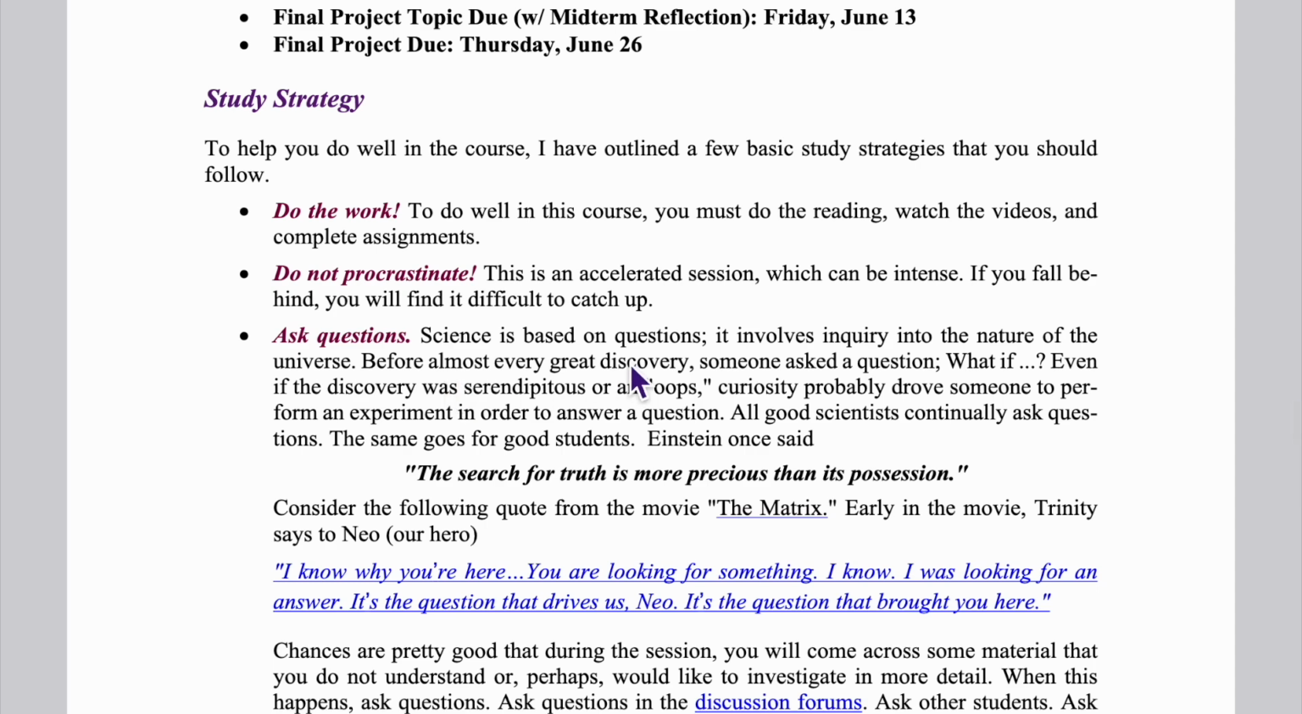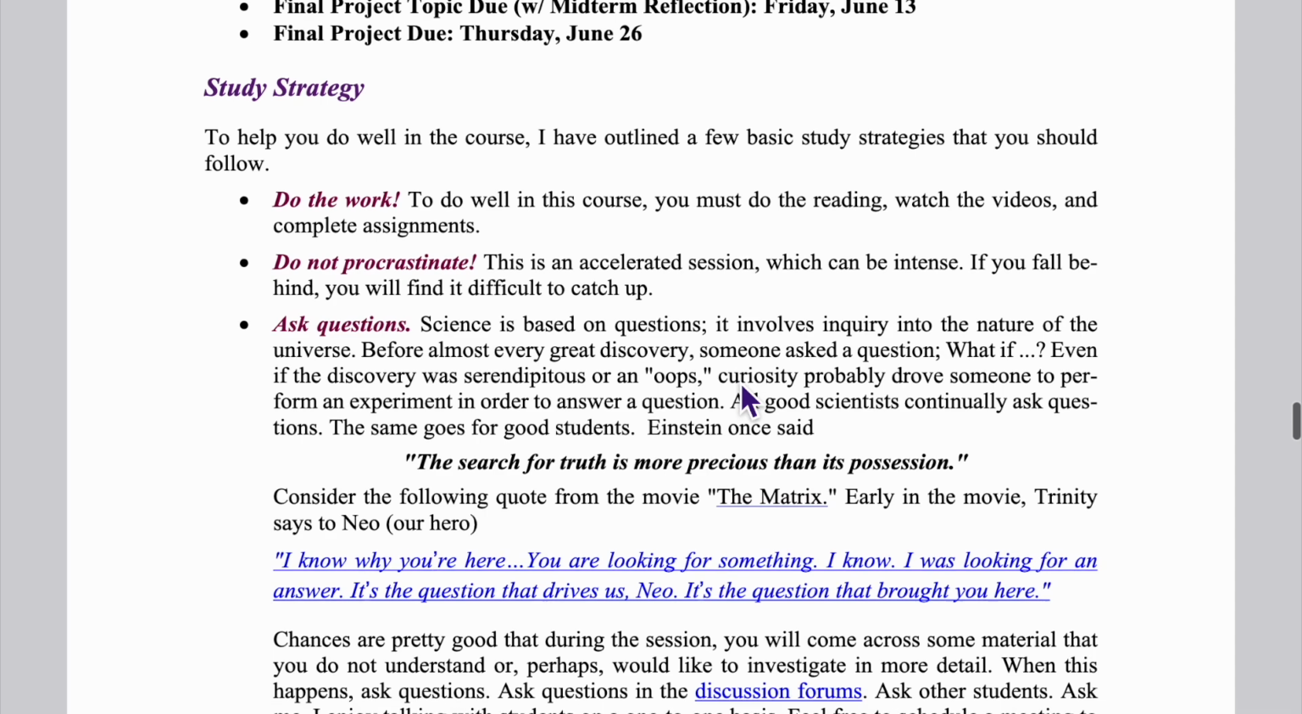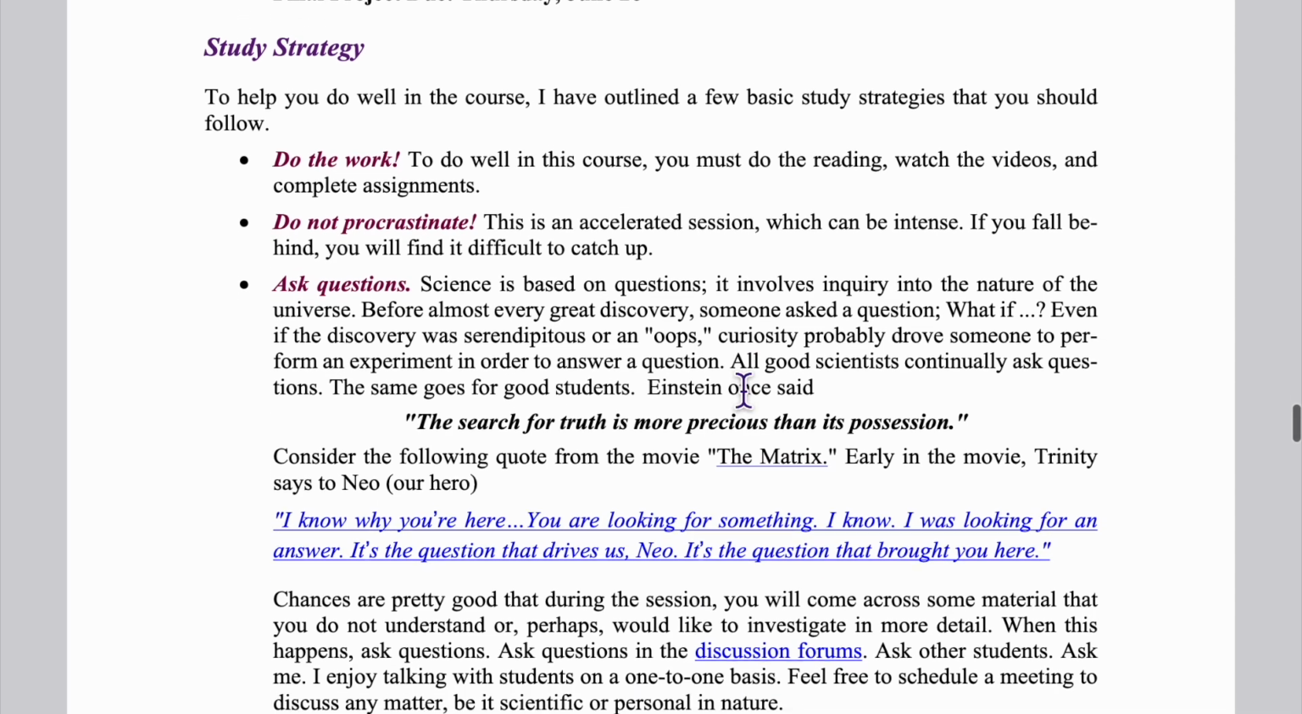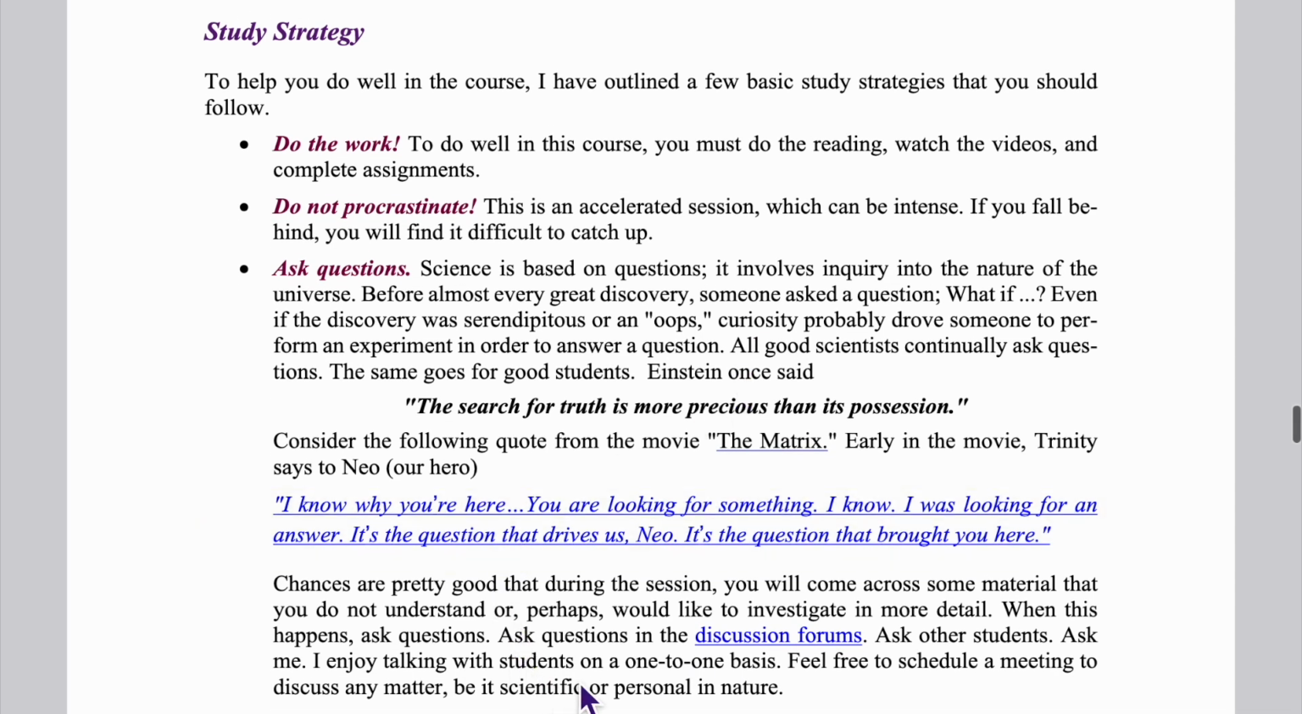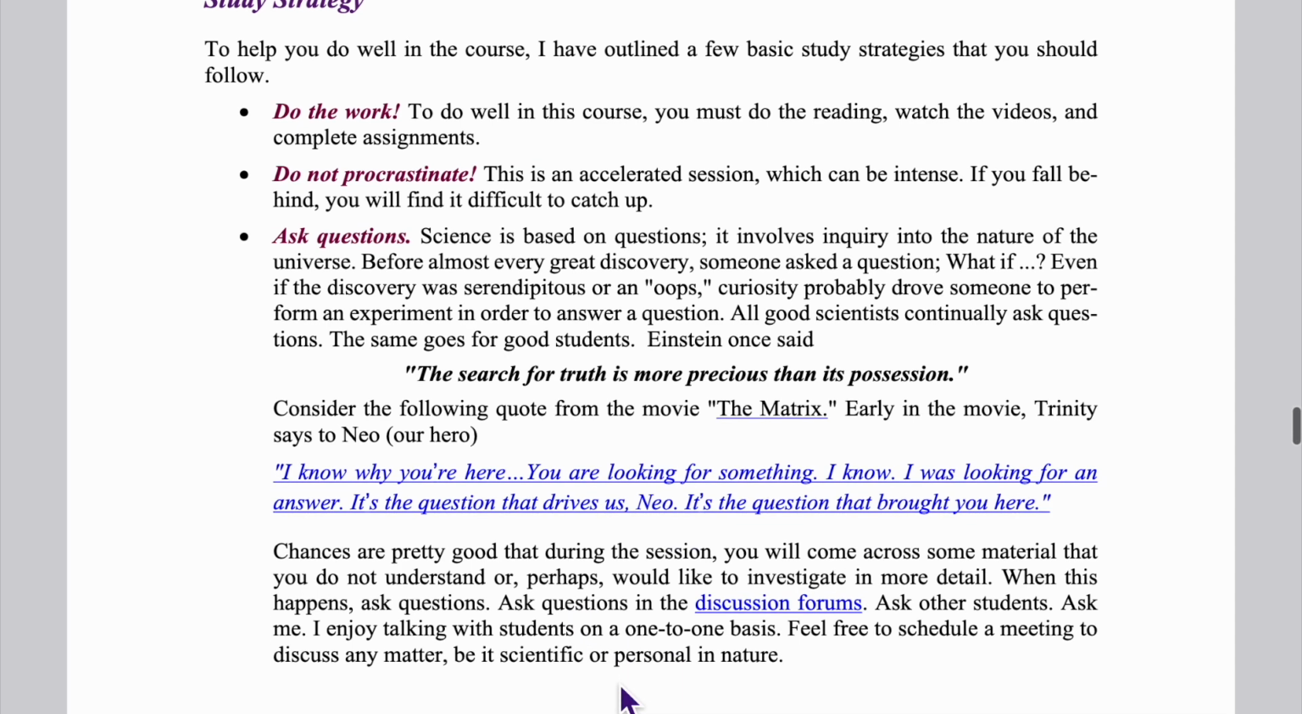Ask questions, as I mentioned before, is really, really important. If there's one really significant thing I want you to get out of this course, is to ask questions about how, why, whatever. Just ask questions when you run into something that you're curious about or you need help with. Don't hesitate to ask a question.